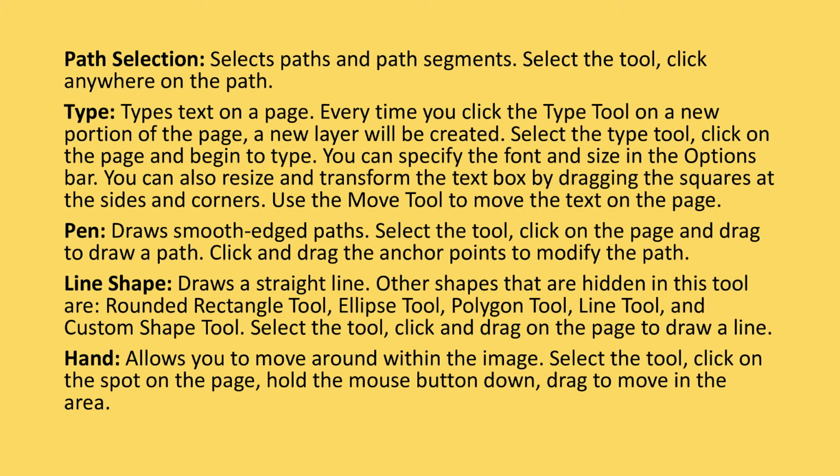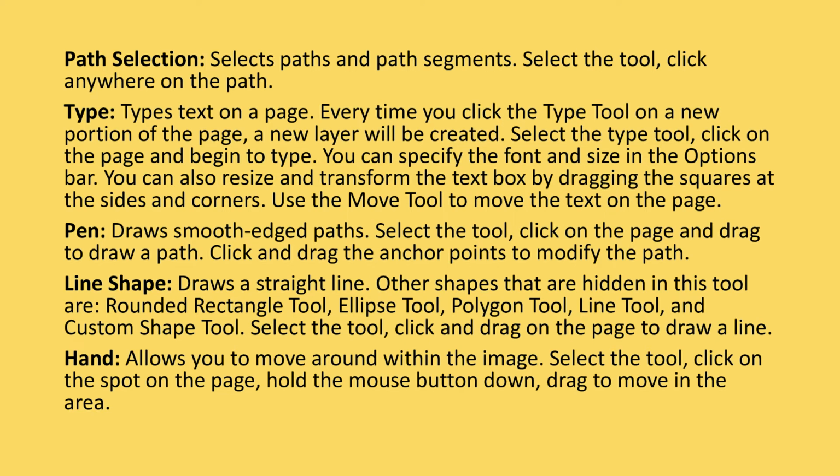Next is path selection. Selects paths and path segments. Select the tool, click anywhere on the path. Next is type. Type text on a page. Every time you click the type tool on a new portion of the page, a new text layer is created. Change the font and size in the options bar. You can also resize and transform the text box by dragging the squares at the end and corner. Use the move tool to move the text on the page.